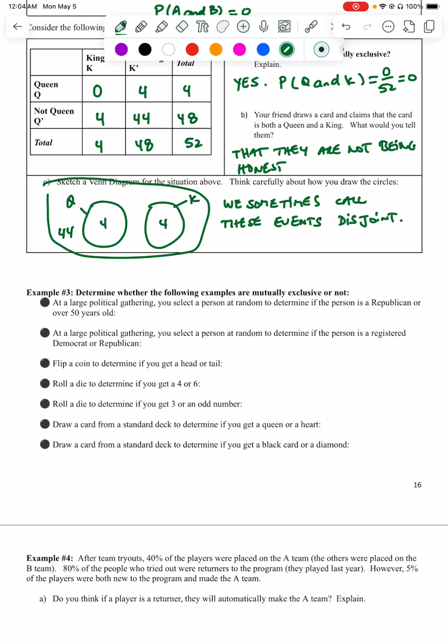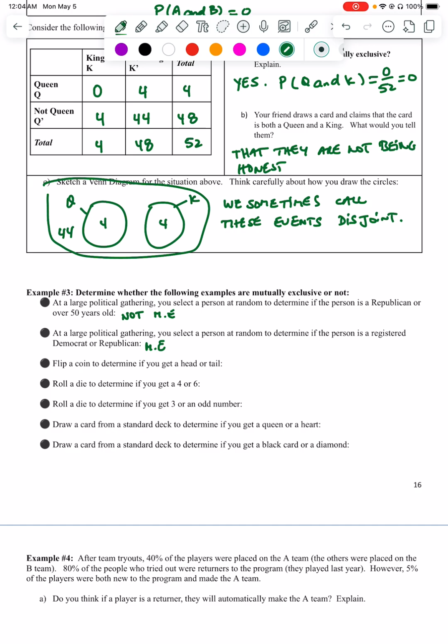At a large political gathering, you select a person at random to determine if the person is a Republican or over 50 years old. This is not mutually exclusive because these two things can happen at the same time. At a large political gathering, you select a person at random to determine if the person is a registered Democrat or Republican. That would be mutually exclusive, because if they're a registered Democrat, they cannot be a Republican and vice versa.